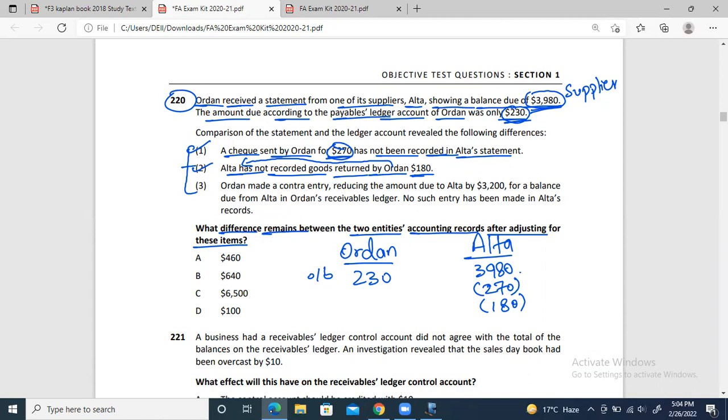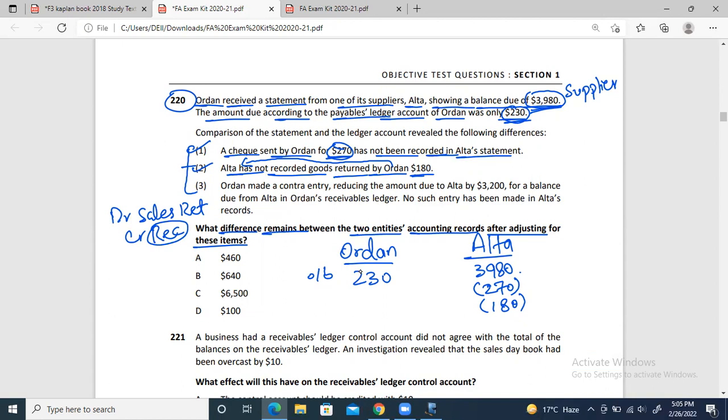The original transaction, I mean the original general ledger, let me tell you over here. For Alta, this is a customer, so this is a receivable. For this, it is a sales return. For sales return, we debit sales return, right? And credit receivables. So you can see the receivable balance, Alta's balance for Orden, is reducing.